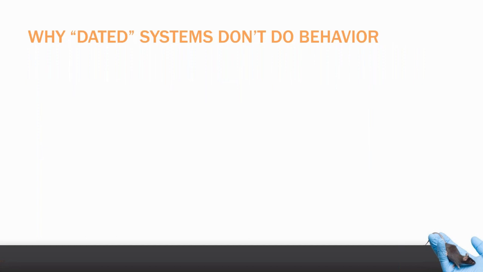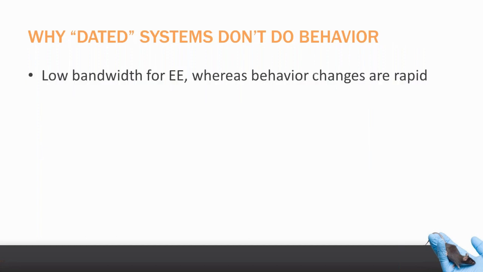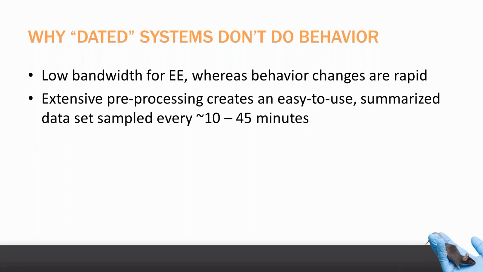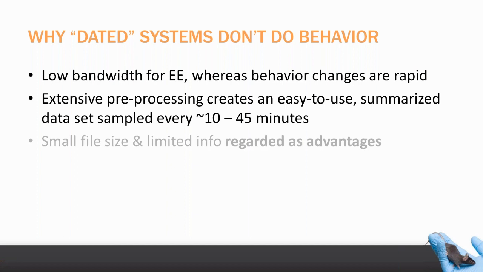So why the systems that are out there mostly don't do behavior: they simply have a low bandwidth, because energy expenditure is reasonably enough the overall focus of the system, whereas behavior changes are very rapid. And you have very extensive pre-processing to create a nice, easy-to-use spreadsheet, which is sampled fairly infrequently. And in fact, the limited information and the small file size are generally regarded as advantages.